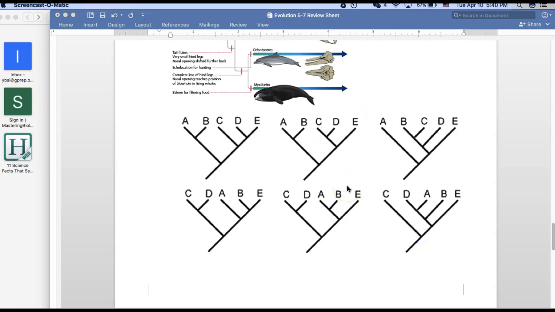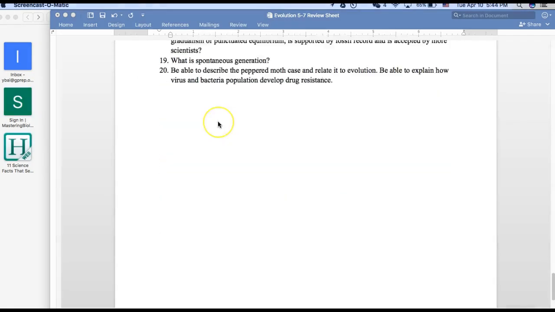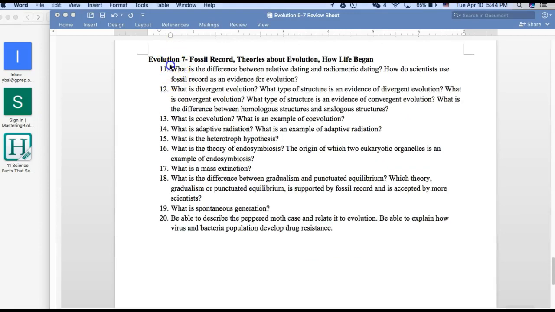So I'm going to the next one. We have three more things to go through. What is the difference between relative dating and radiometric dating?